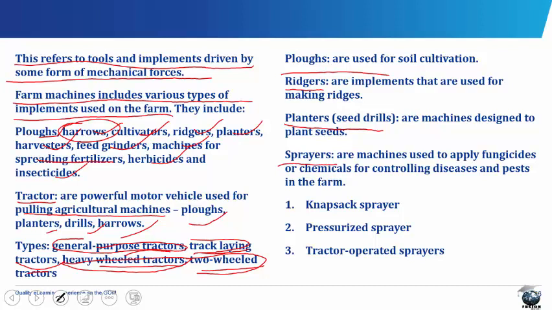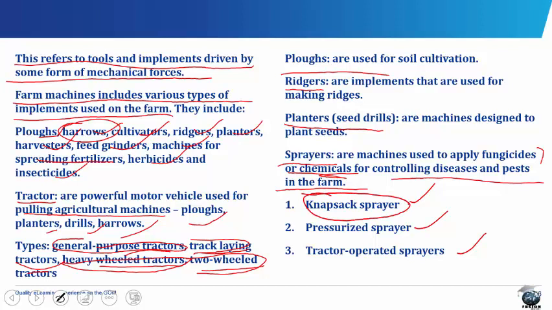Sprayers. Sprayers are machines used to apply fungicides or chemicals for controlling diseases and pests in the farm. We have the knapsack sprayer, the pressurized sprayer, and the tractor-operated sprayers. The knapsack sprayer usually have about 10 to 15 liter container with a hand-operated pump attached. The sprayed liquid passes from the container into a compression cylinder so that the spray is continuous and even. This type is fitted with straps and can be carried comfortably on the back.